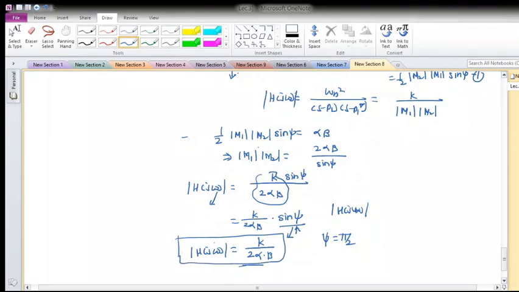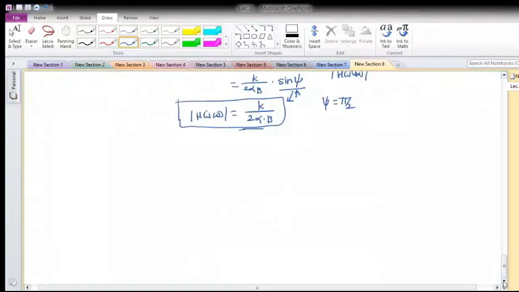In order to get the maximum value at omega m, the psi angle between the vectors drawn from the poles has to be equal to pi by 2. Again I am repeating, to get the maximum value at omega m, psi, which is the angle between the vectors drawn from the poles, has to be pi by 2. And the frequency can be obtained by drawing the picking circle.